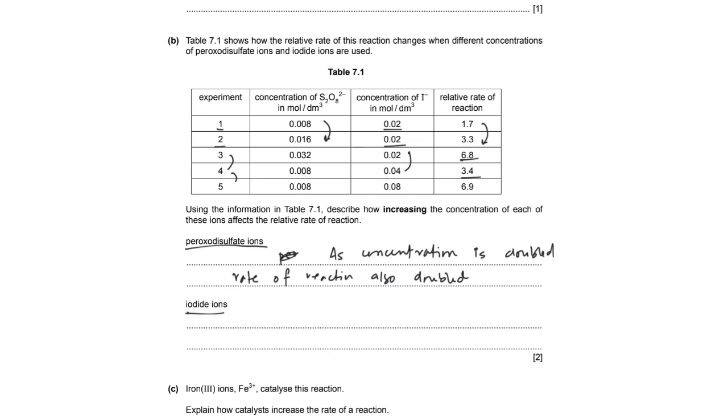So I'll instead choose experiments 4 and 5. The concentration of iodide ions was doubled, while the concentration of peroxodisulfate ions remained the same. So the rate of reaction doubles. You will write again the same thing: as concentration is doubled, rate of reaction also doubles.